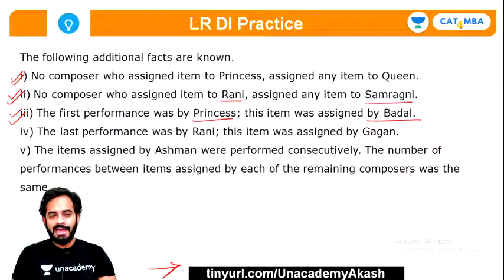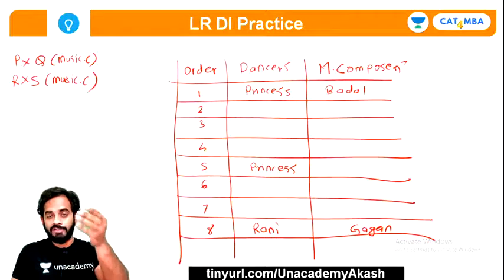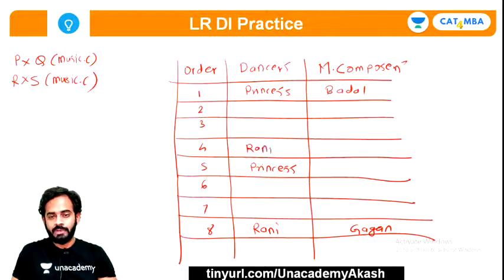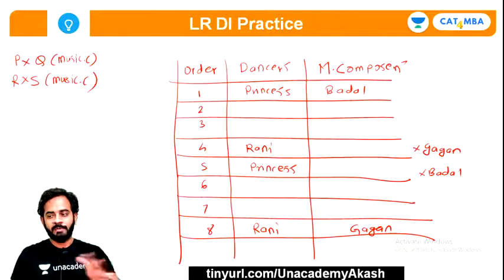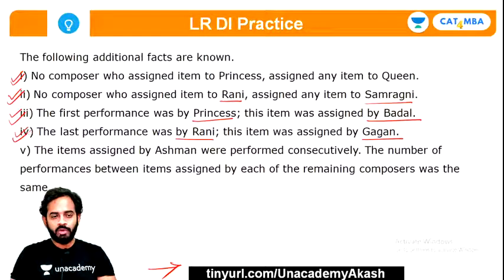Fourth clue: the last performance was by Rani, and this item was assigned by Gagan. So the last was Rani and this was assigned by Gagan. It clearly means that the fourth performance will also be done by Rani. But we know that Gagan cannot be here now. Gagan cannot be here and Badal cannot be here. I hope you are able to understand this part. It's quite simple. Very good, Pankaj, that's correct. Now the fourth clue is also exhausted.